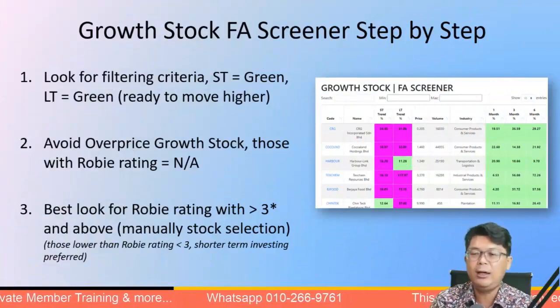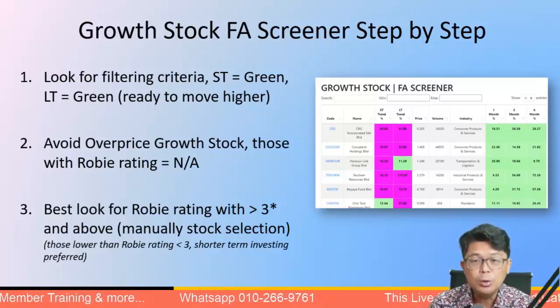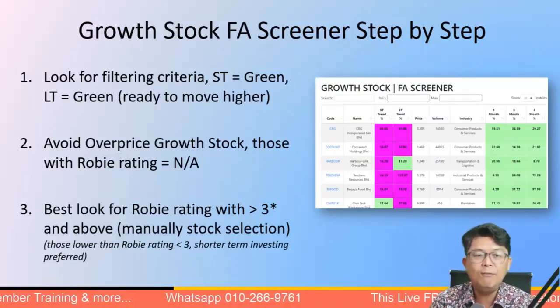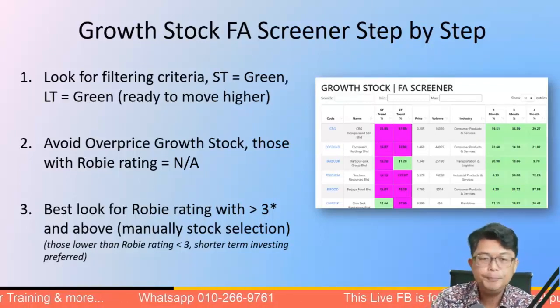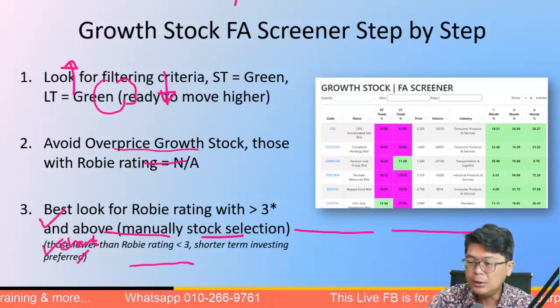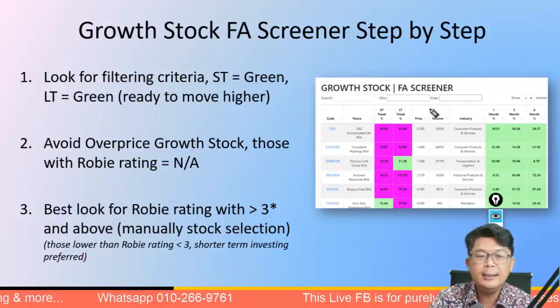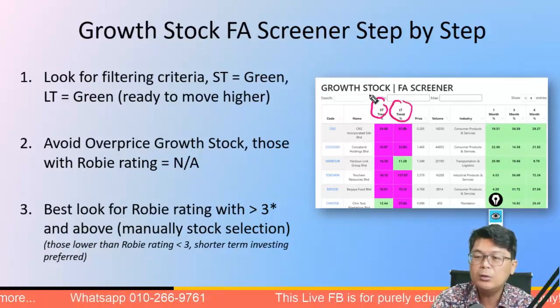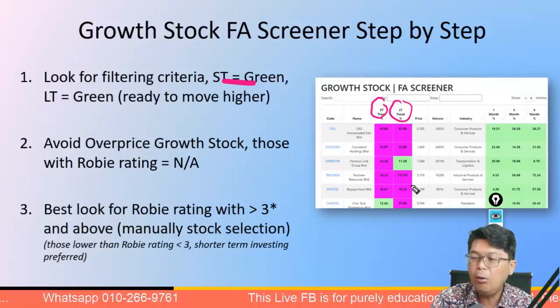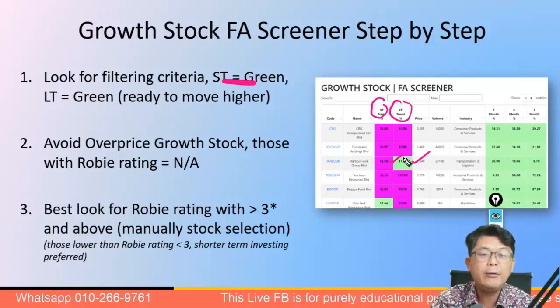So the tactic behind here is the criteria. Now remember earlier on we talked about the shares, about 172. So what we want to do, step by step, first step is to look for the filtering criteria. We want to look for ST, which is the one here. Let me just share with you. You can see this is the ST, standing for short term, LT standing for long term. Given all things being right, we want to look for green and green.